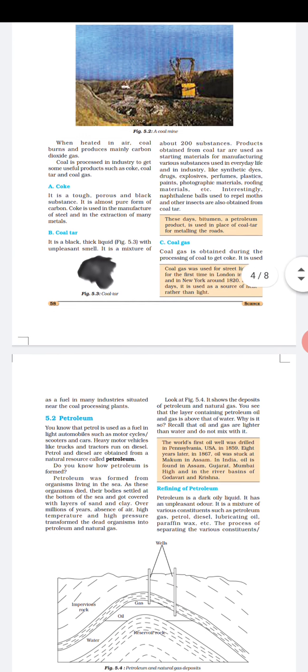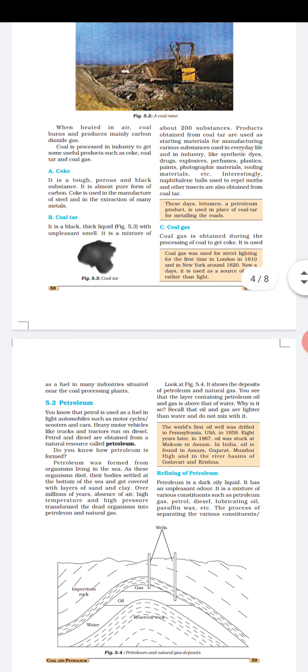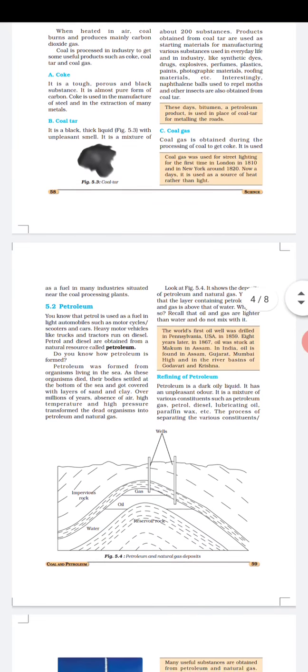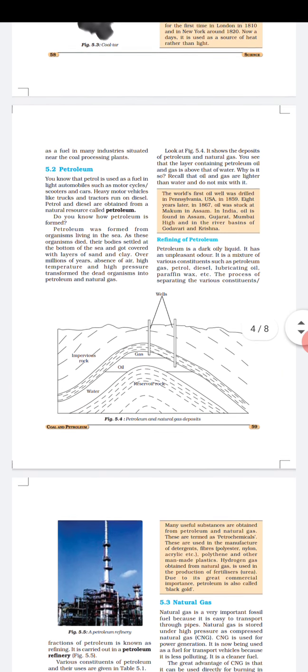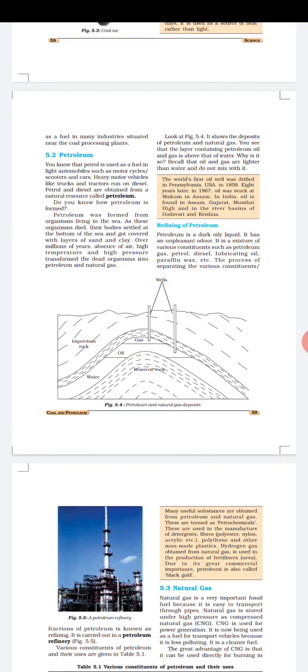Let us see next, that is coal gas. Coal gas is obtained during the process of making coke from coal. It is used as a fuel in many industries situated near the coal processing plants. Next is petroleum.